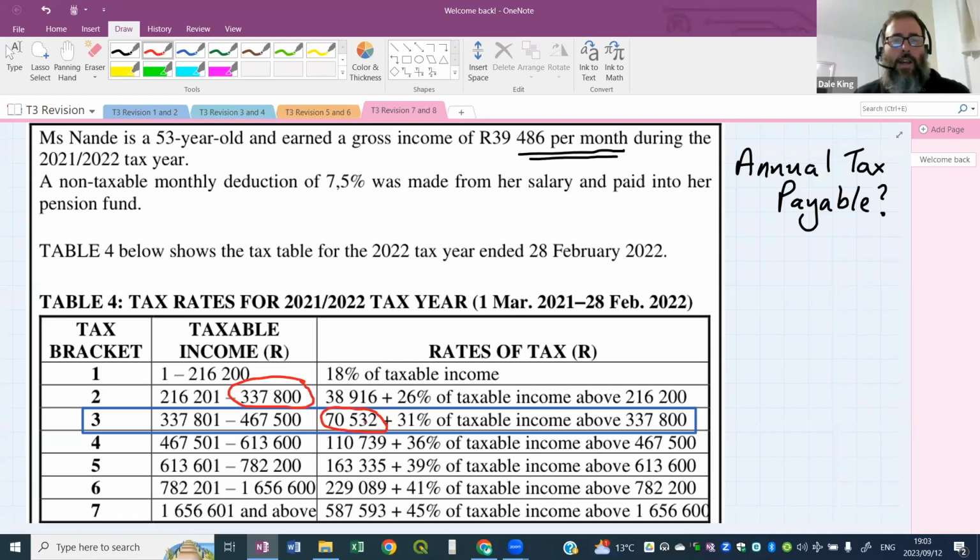Okay, so we'll actually test that on Thursday to check, but that's why we have 70,532. It's the maximum tax you're going to pay for bracket 2, and now we're going to add on what you've got to pay for bracket 3, and it continues. So in the next bracket, 110,739 is the maximum for bracket 3. Does that make sense? Yes, thank you. We'll test that on Thursday as well.